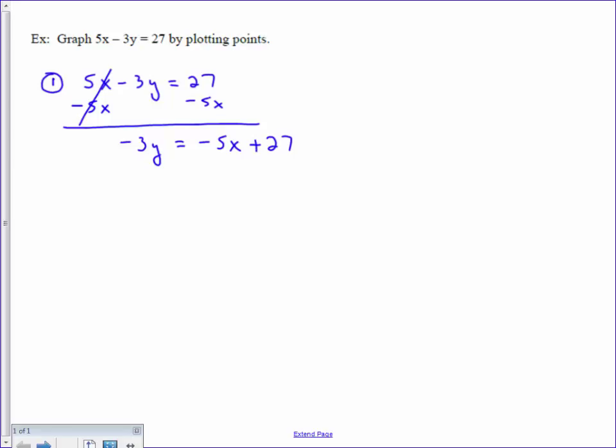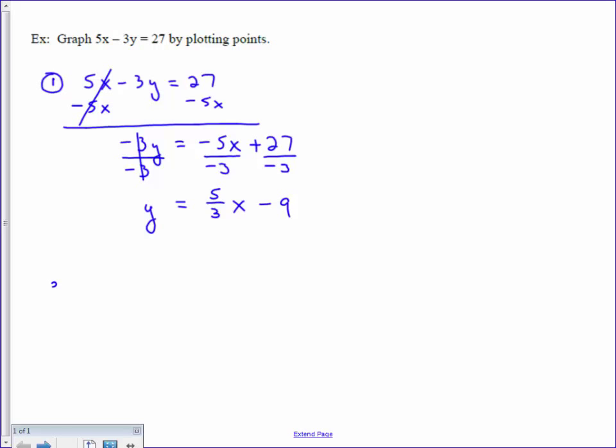The final step for solving is to divide the number out in front of the y. So we're going to divide each term by negative 3. This would result in the negative 3's canceling, isolating y on the left side, and then we have a negative divide by negative, which would result in a positive 5/3 x, and then we have a positive divide by negative, which would result in a negative 9.